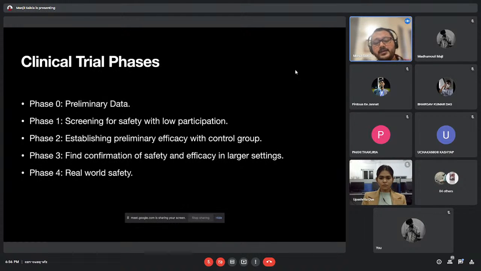And then in phase 4, you look at real world safety. So it's not the case that if you have taken the vaccine for COVID, everything is done and the study has been completed. They're still tracking it, because phase 4 is quite important. If in the real world it behaves in a different way than what it was showing in phase 3, then it makes no sense to keep on giving the vaccine if it is not working in the real world and so on. So these are the phases of a clinical trial, and this is how most of the modern medicine or modern vaccines are made.